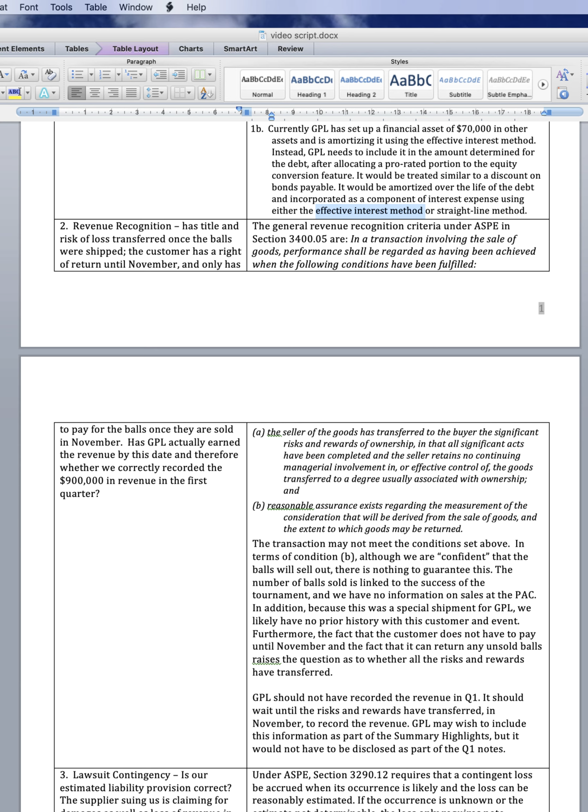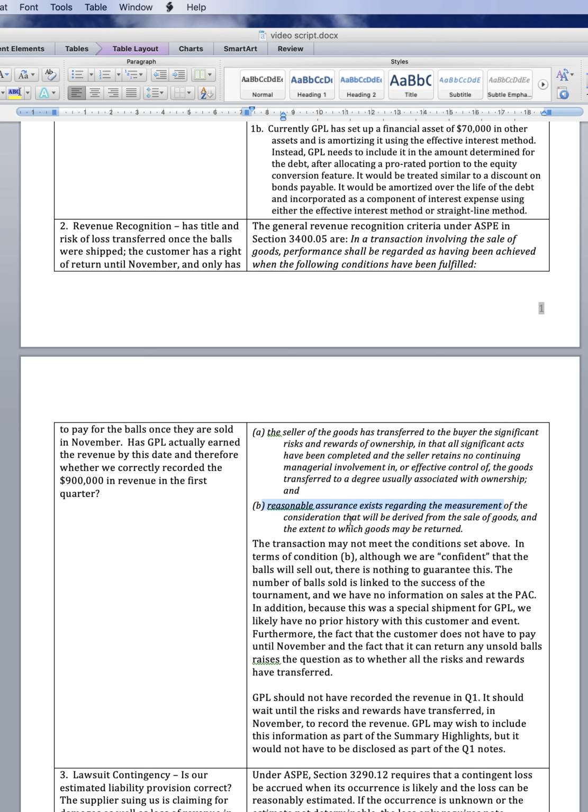So here what I did is I went to the ASPE, or Part 2 of the CPA Handbook, checked Section 3400.05, and it says, in a transaction involving the sale of goods, performance shall be regarded as having been achieved when the following conditions have been fulfilled. The risks and rewards of ownership have been transferred to the buyer, okay? And reasonable assurance exists regarding the measurement of the consideration that will be derived from the sale of goods.